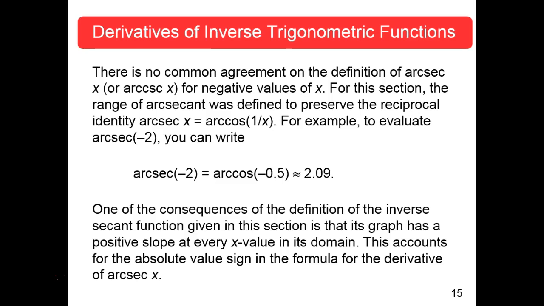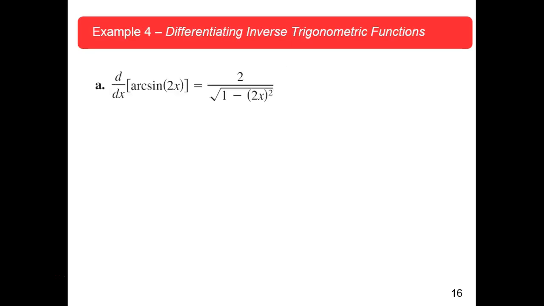One of the consequences of the definition of inverse secant function given in this section is that its graph has a positive slope at every x value in its domain, but you have to figure out what its domain is. This accounts for the absolute value sign in the formula for the derivative of arc secant. Okay? Also for the negative sign of the argument in arc cosecant. But they're messy. They're just messy, and that's why I don't mess with them. So I'll just let you see how they did this.